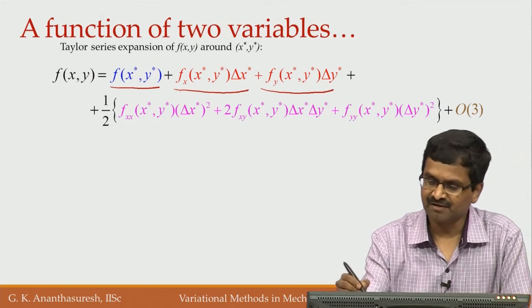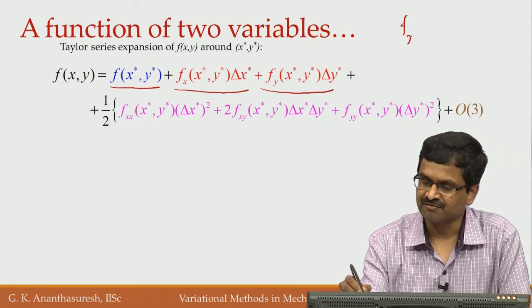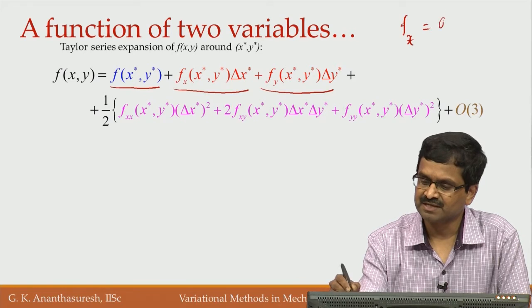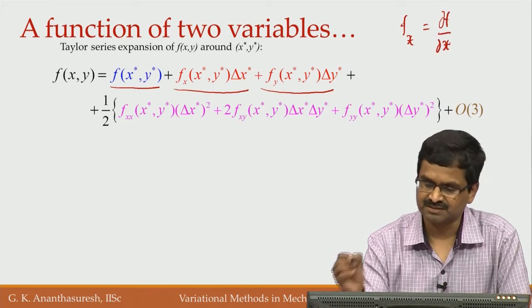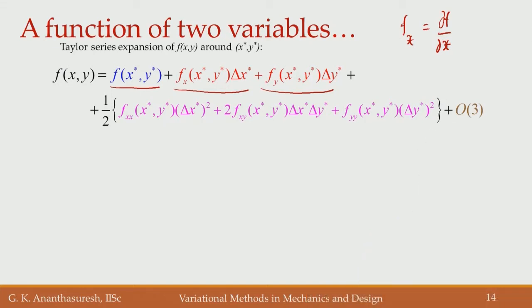When I write f x here, what I mean is that it is dou f by dou x. F sub x, this is our notation. Similarly, if I write f y, I mean this to be dou f by dou y, partial derivative. So, here I can do the perturbation in delta x star, delta y star.